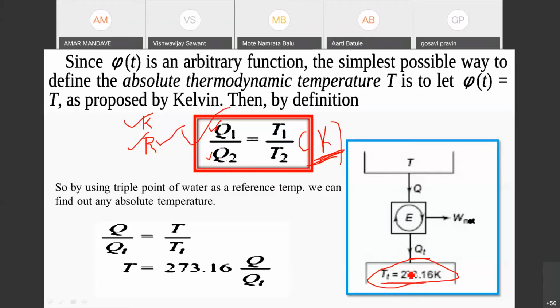Okay, so if this temperature is known to you, and also the heat rejected and the heat added are known to you, then you can find out the temperature of the reservoir of the heat added. By using these equations, if you know any three terms, like the temperature of the triple water, the heat rejected to the triple water reservoir, and the heat added, you can easily find out the temperature of the particular gas or other reservoirs.